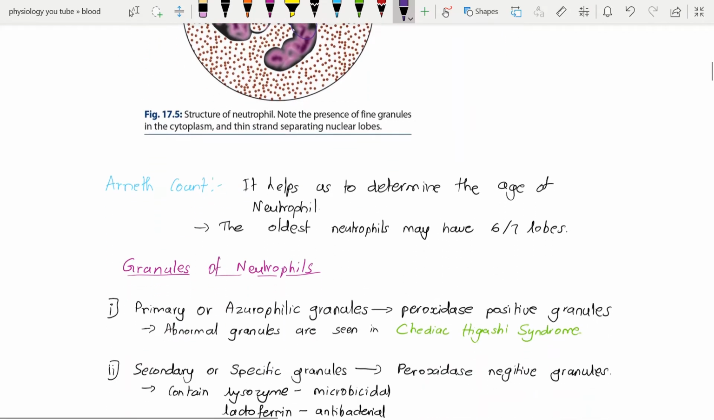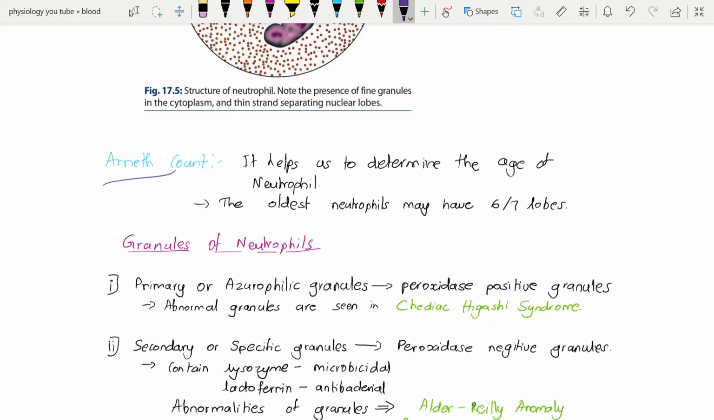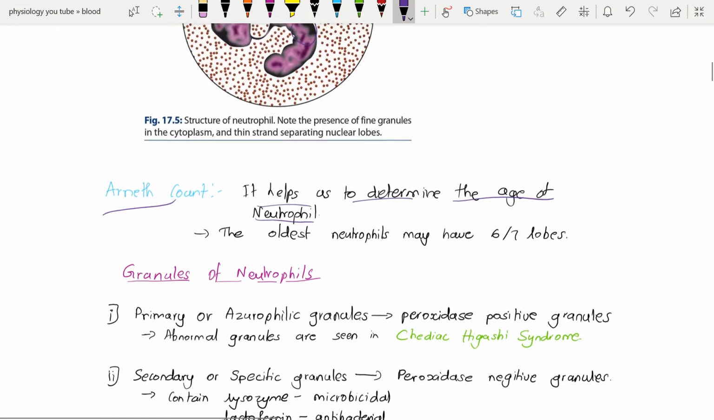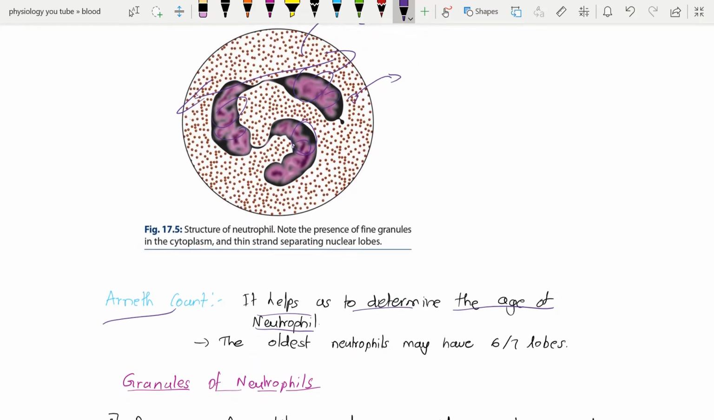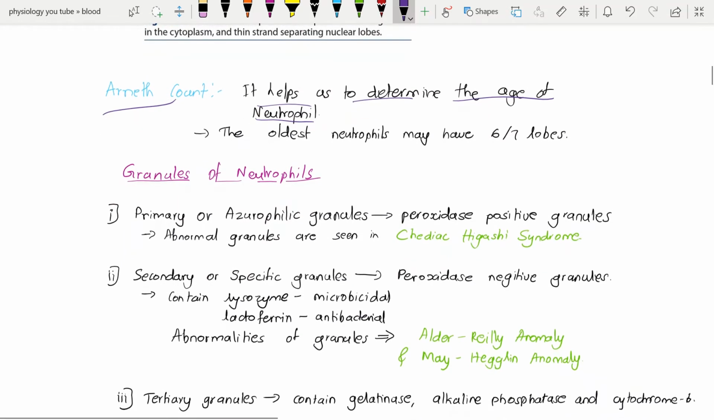Now, the RNA count. It helps us to determine the age of the neutrophil based on the number of lobes. Here you can see there are 3 lobes. Based on that we can tell the age of the neutrophil. The oldest neutrophil may have 6 to 7 lobes, which means that when there is an increased number of lobes, there is increased age of the neutrophil.